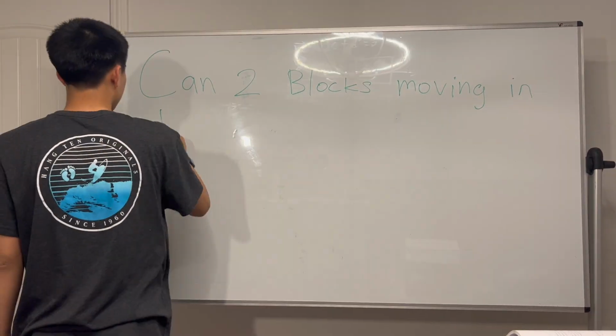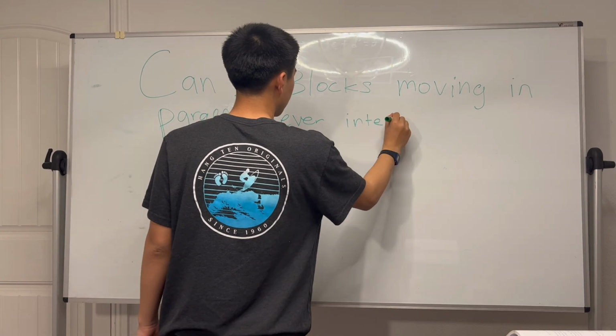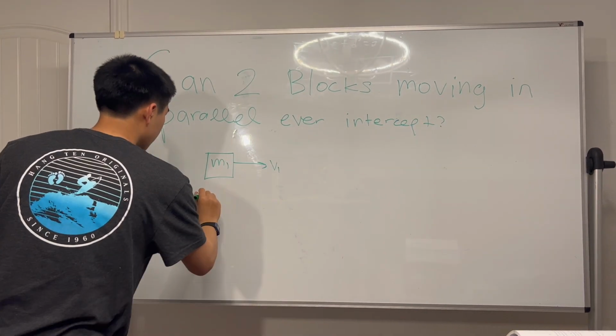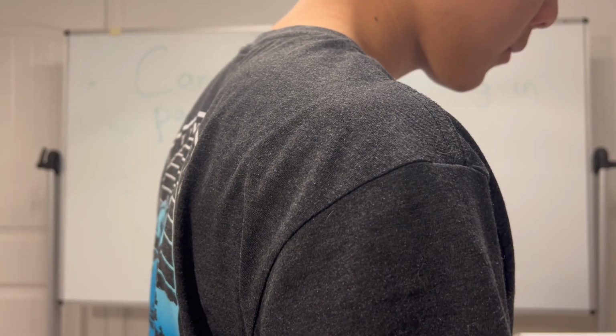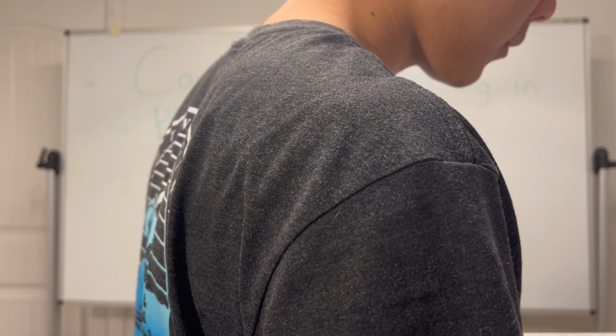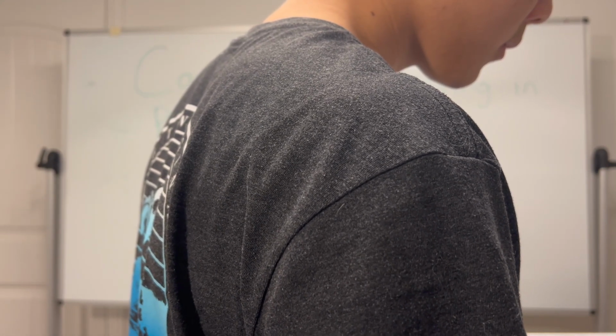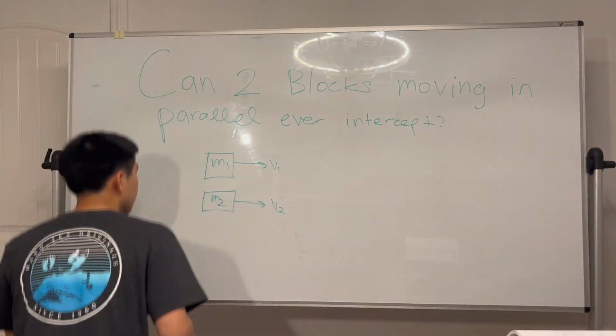I have a question for you. Can two blocks moving in parallel ever intersect in their paths? Well, the short answer is yes, but the reason why is shocking, and it has something to do with Galilean transformations. So let's start by creating two reference frames.